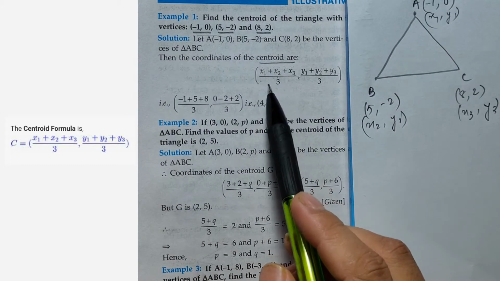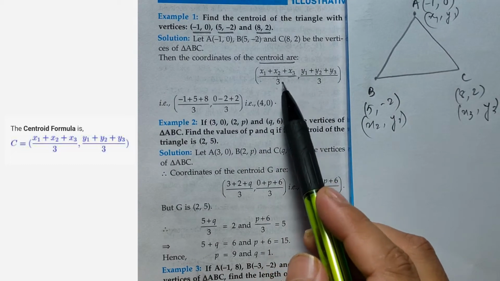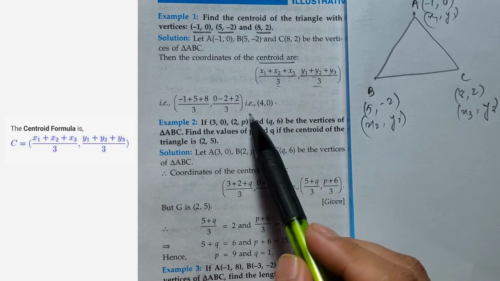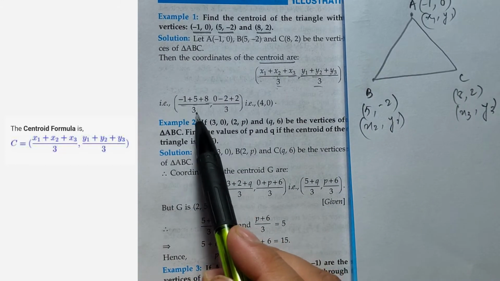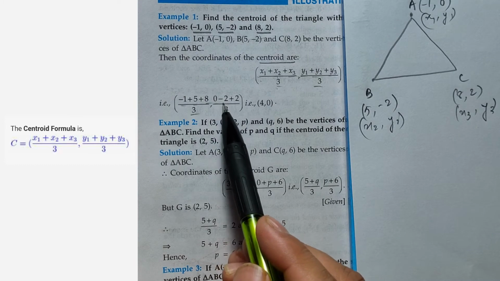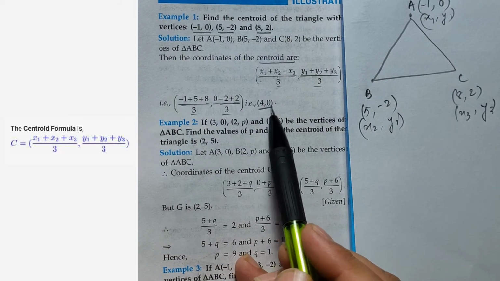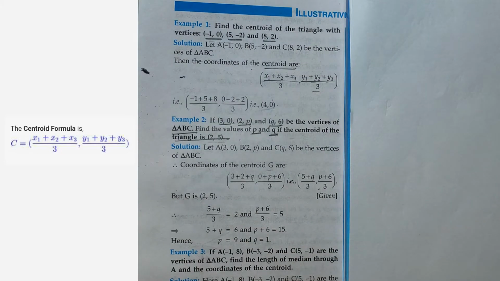Substituting in the formula of the centroid, that is (x1 plus x2 plus x3) divided by 3, (y1 plus y2 plus y3) divided by 3, we get (minus 1 plus 5 plus 8) by 3 and (0 minus 2 plus 2) divided by 3. On solving, we get (4, 0).